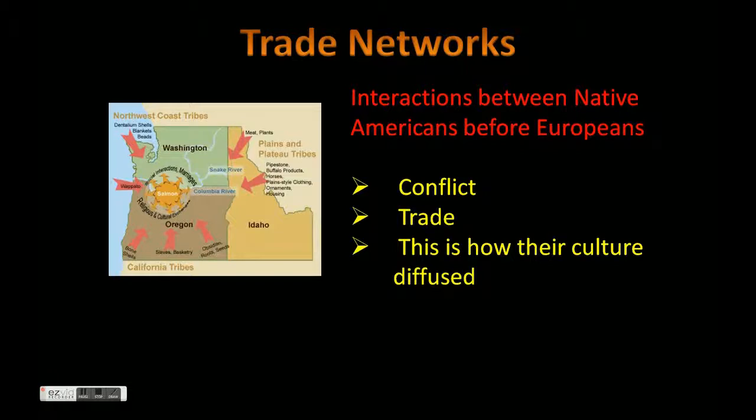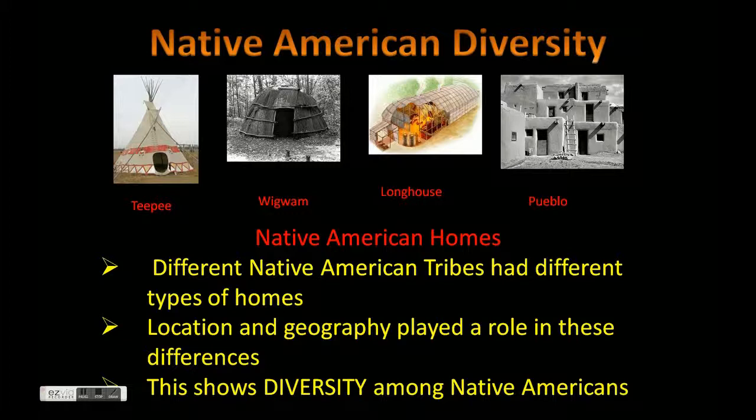Now, Native Americans had interactions with each other before the arrival of Europeans. Now, how did they interact with each other? Well, they interacted mainly through either conflict or trade. And we really focused on the interactions they had with trade. One tribe had something that was made in another tribe, so they would take something over and they would trade it with them, and that's how most of the interactions happened between Native Americans at this time before the arrival of Europeans.